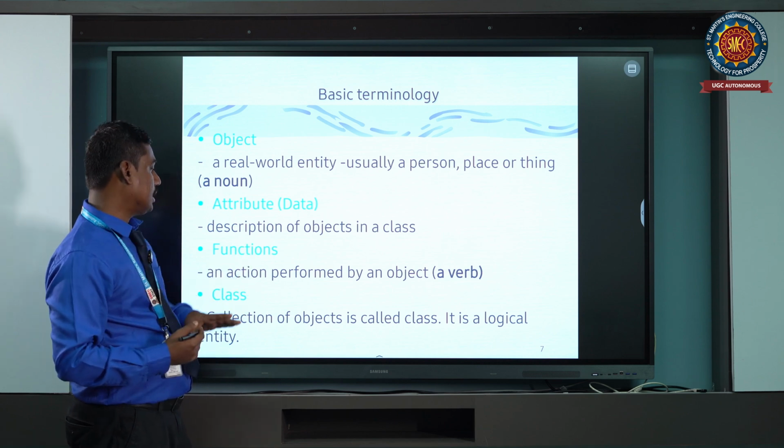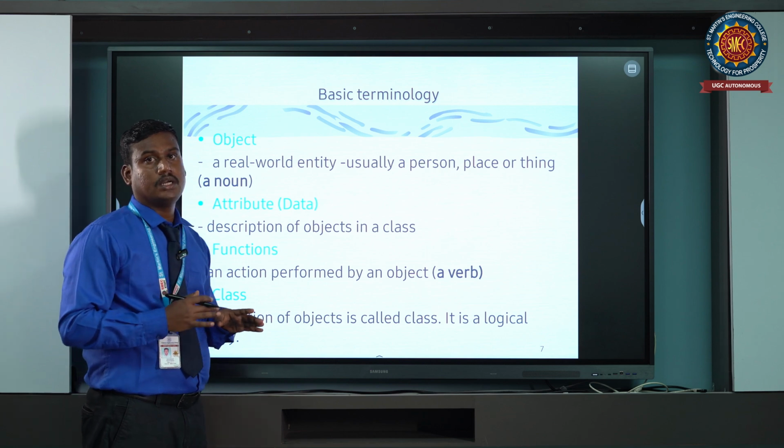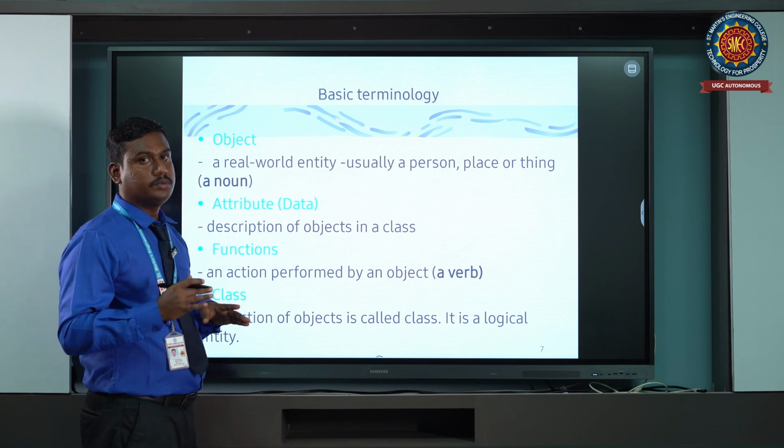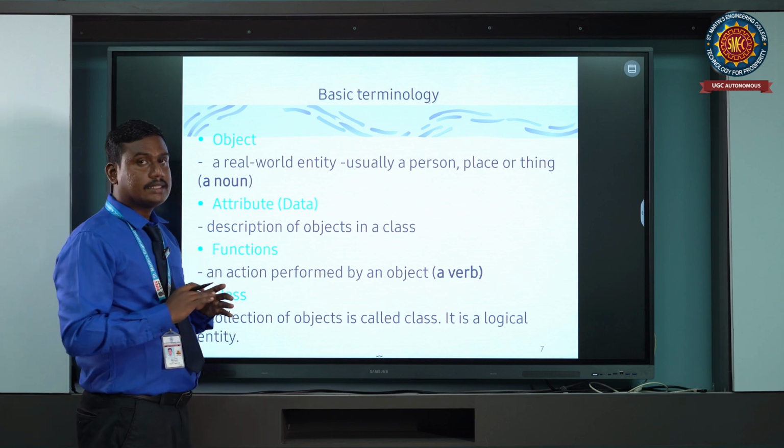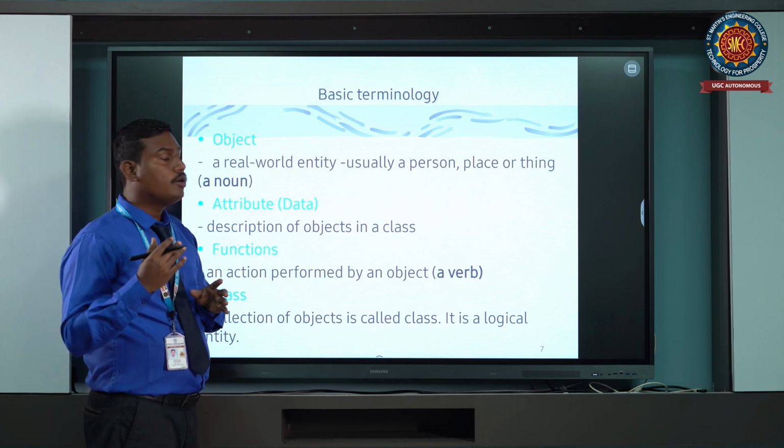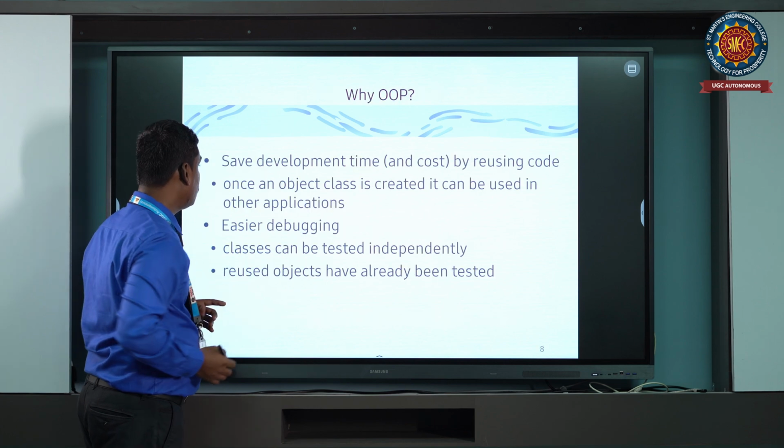Next one is class. Class is a collection of objects. We consider everything as one class, and a single class can create any number of objects. That is called an object.